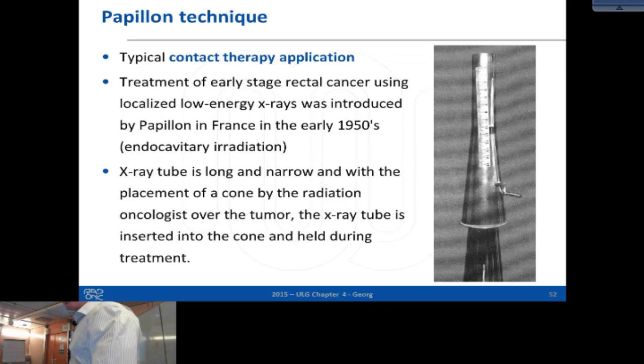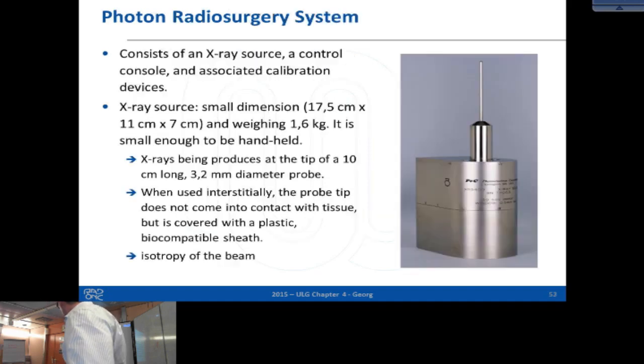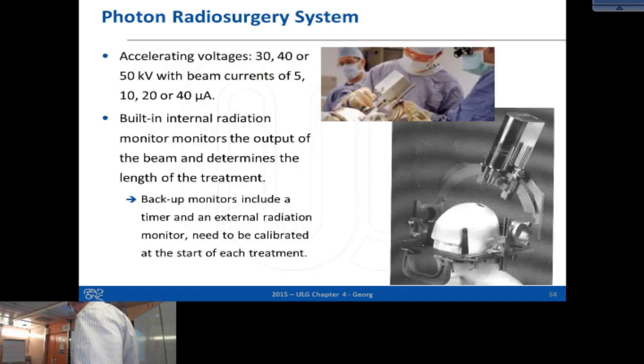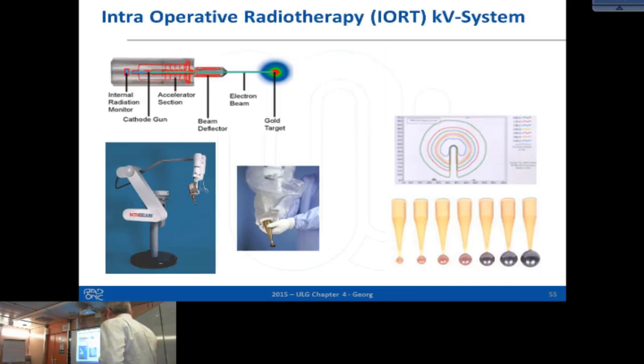About the Papillon technique, it's just to remind you. We've heard about that in the practicals also. This photon radiosurgery system, I explained it. Another application of this intraoperative unit is treating breast cancer in an intraoperative setting, where the unit itself is the same. You have here different applicators with spheres of different diameters, and what you have around the tip is a really rotationally symmetric, isotropic dose distribution.